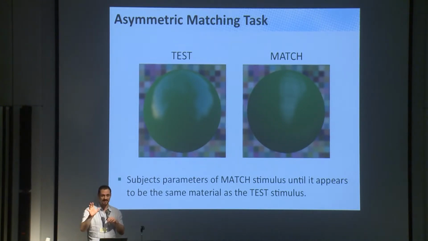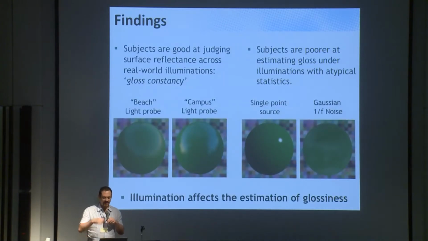Crucially, they were illuminated under different illuminations, so it's an asymmetric matching task, and their task is to try to match the reflectance while ignoring the difference between the illuminations. I'm not going to go through the results, I'm just going to give you the take-home message. What we found was that subjects are good at matching the reflectance properties across real-world illuminations, suggesting they have some degree of gloss constancy, whereas they were much worse under illumination conditions where the statistics of the illumination were not typical of the real world.